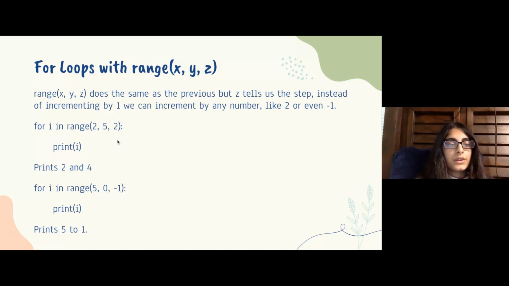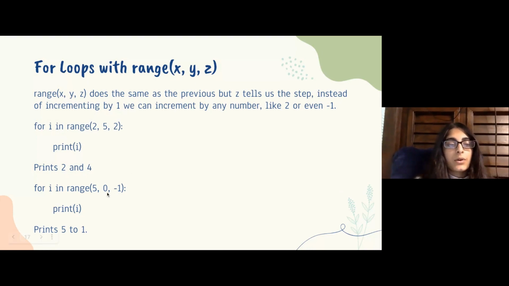So here's an example we have here. We have 2, 5, and 2. So we're going to look for numbers between 2 and 5, and we're going to skip count by 2. So it's going to start with 2, and then it's going to print 4, but then 4 is less than 5, and you can't skip count by 2 after that, so it's going to stop.